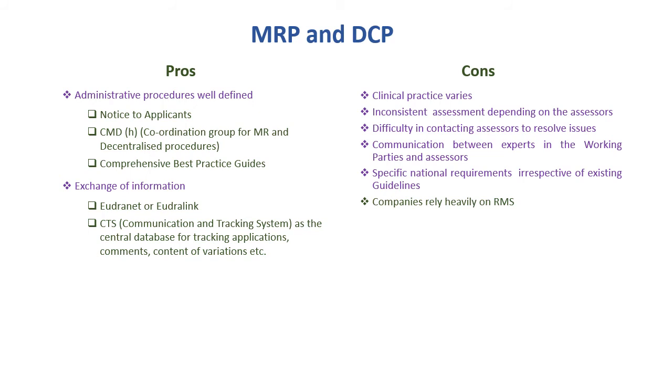And then you have your CTS, which is the communication and tracking system, as the centralized database for tracking applications, comments, contents of variation, etc. So basically, you know what's going on when you're applying for MRP and DCP. It's not like you don't know anything and then suddenly you have a paper which says, okay, you don't have a marketing authorization. It doesn't go that way. You have exchange of information at every stage.